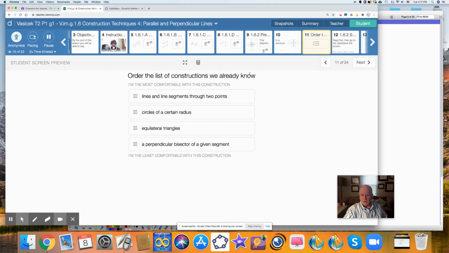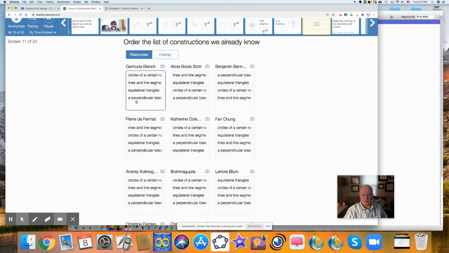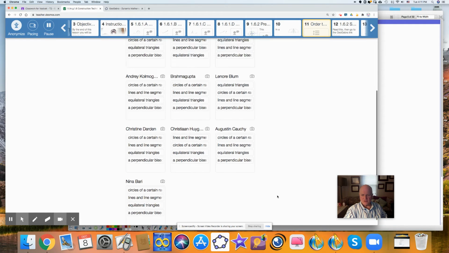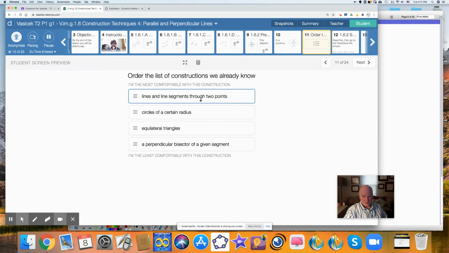You were to list the constructions you're most comfortable with, some of the responses the different students gave, and of course these are anonymous. Perpendicular bisector seems to come in last. Most people feel least comfortable with the perpendicular bisector. Out of all these students, the majority said perpendicular bisector was last. And if you look at the list, constructing lines and segments to 2 points, constructing circles of a certain radius, equilateral triangles, those are all things that are pretty common. Perpendicular bisector is almost as common as the equilateral triangles.